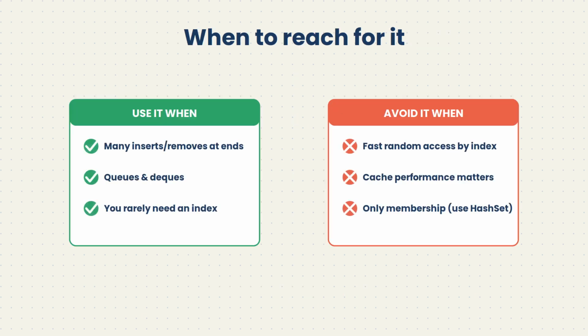So, when should you choose a linked list? Reach for one when you constantly add and remove at the ends. It is the natural backbone for queues and double-ended queues, or when you rarely need to jump to a position by index. Avoid it when you need fast random access by index, when memory and cache performance are critical, since scattered nodes are cache unfriendly, or when you only care about membership, where a hash set wins. For most everyday, just hold a list of things tasks, a dynamic array is still the default.